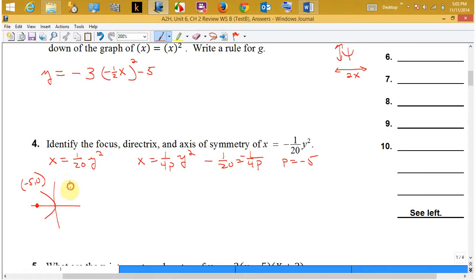Also, the directrix would have to be 5 the other direction, so that's x equal to 5. So I have the focus. That's going to be a negative 5, 0. I have the directrix, which we said is a line, x equal to 5. And then the axis of symmetry would be passing through the vertex. That would be the line y equal to 0.